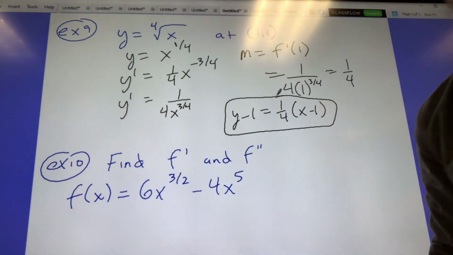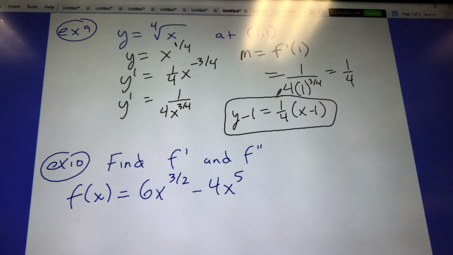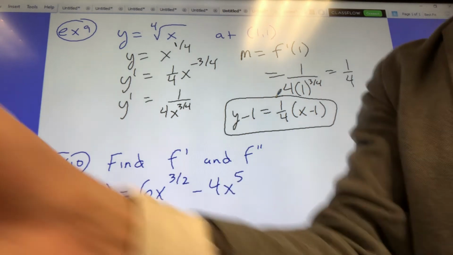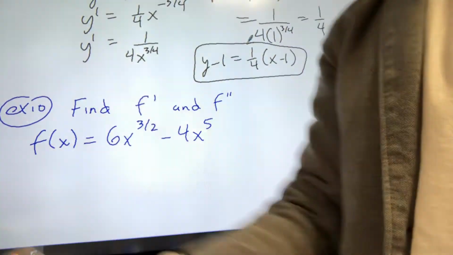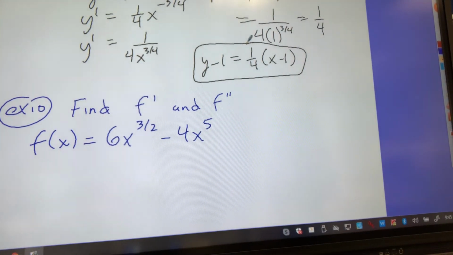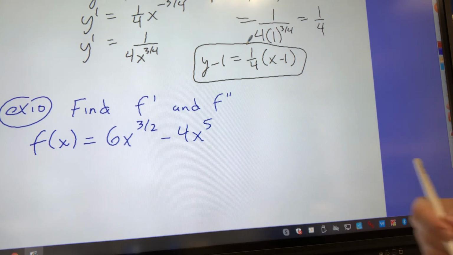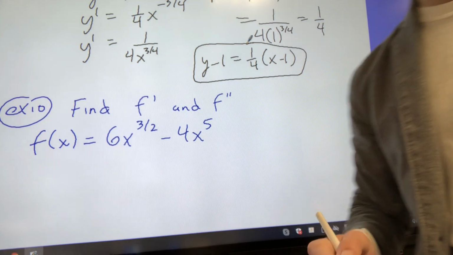So you got plenty of those, and some might be a little bit more challenging on your homework, but at least you can get a good start on that. Let's talk about number 10 here. Find the first and the second derivative. We'll talk about the first and second derivative, I think, on example 12, which we'll conclude with here.